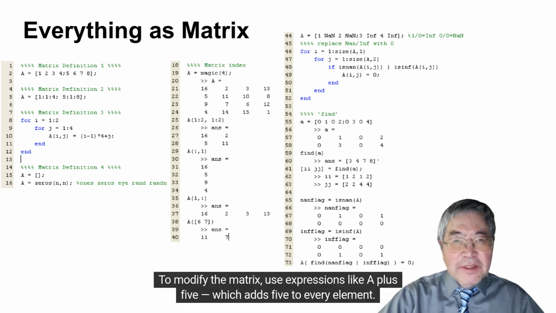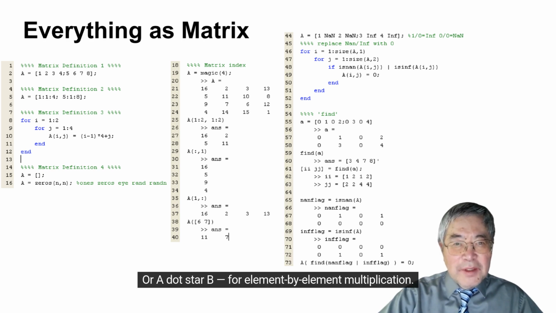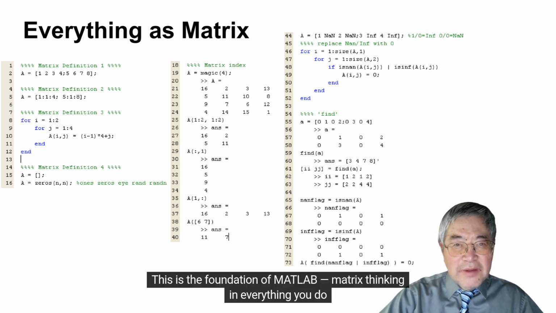To modify the matrix, use expressions like A + 5, which adds 5 to every element, or A .* B for element-by-element multiplication. This is the foundation of Matlab, matrix thinking in everything you do.